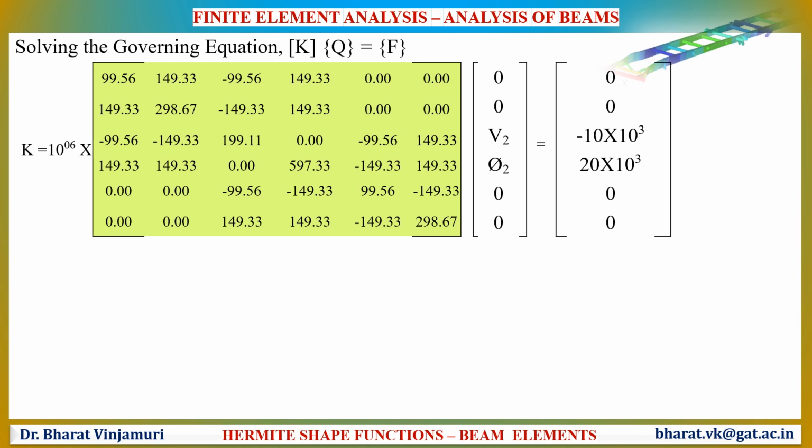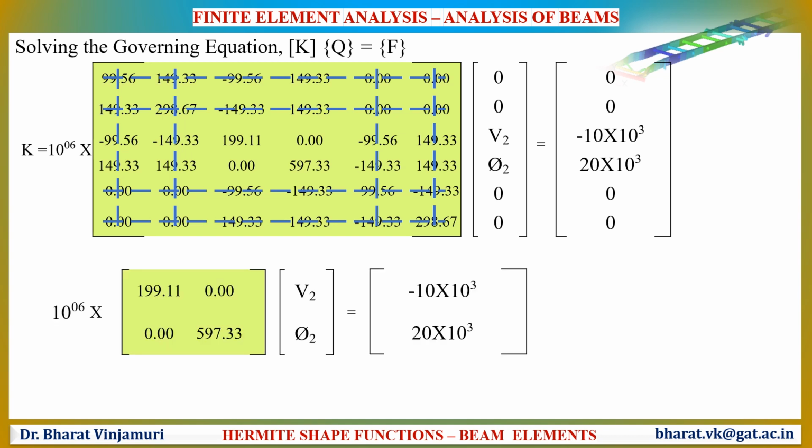By using an elimination approach, the first row and the first column, second row and second column, fifth row and fifth column, and sixth row and sixth column will be eliminated, and the reduced governing equation will be of the form as given in this equation. By solving this equation, we will be able to determine the values of V2 and pi2.